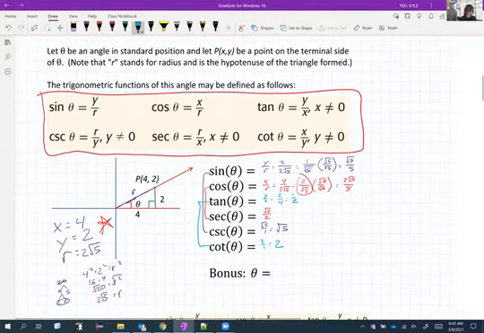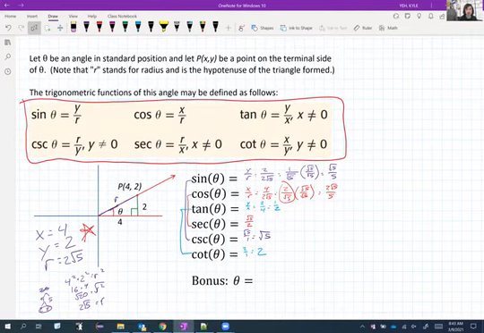In a second, I'm going to ask you to pause and try one of these yourself. But it comes down to finding r using the Pythagorean theorem. You have the x and y coordinates from your point, use them to find r with the Pythagorean theorem. And then just going off the definitions that we have in that red box, list out and simplify all of your trig functions, your trig values, I should say.